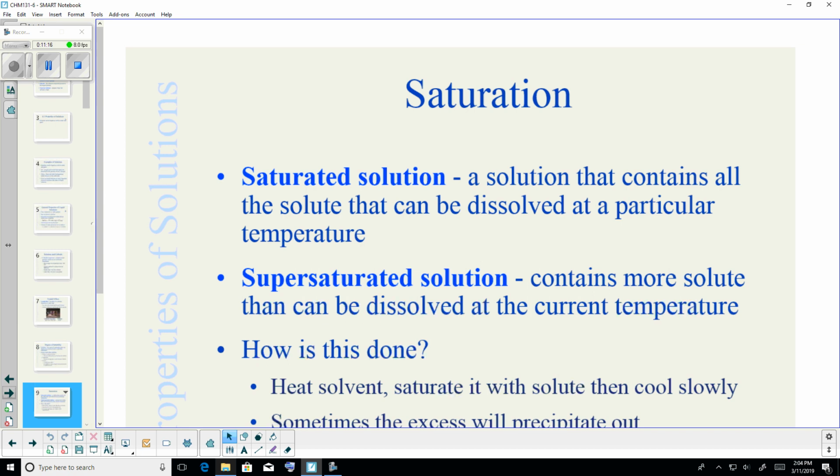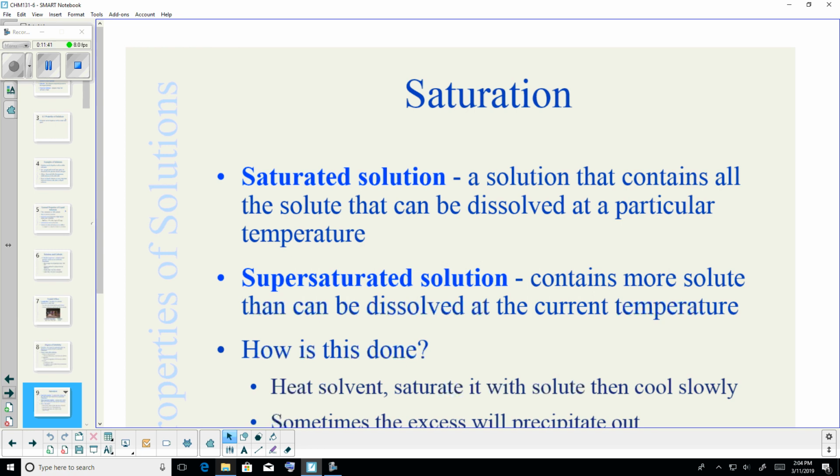Saturation. A saturated solution contains all the solute that can be dissolved at a particular temperature. So if you have a glass of water and you add a teaspoon of sugar and you stir it, it dissolves. You add another teaspoon, it dissolves. There'll come a time when you add a teaspoon and it won't dissolve, no matter how much you stir, it just sits on the bottom. That solution is saturated.